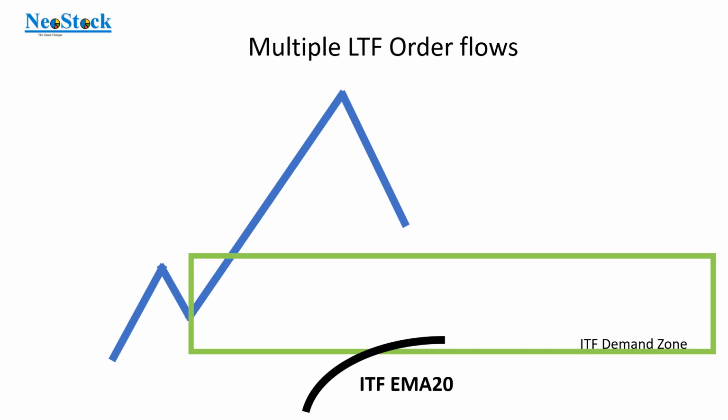And the next scenario, multiple order flows. Sometimes you may face some problems when multiple order flows are there. What exactly is it? See, here you have an ITF zone. The same concept you can apply to even HTF also. One example is good enough. That's why I have taken ITF and LTF together. But please understand, whatever concept you are learning, the same concept as it is, you can apply to even HTF zones also.